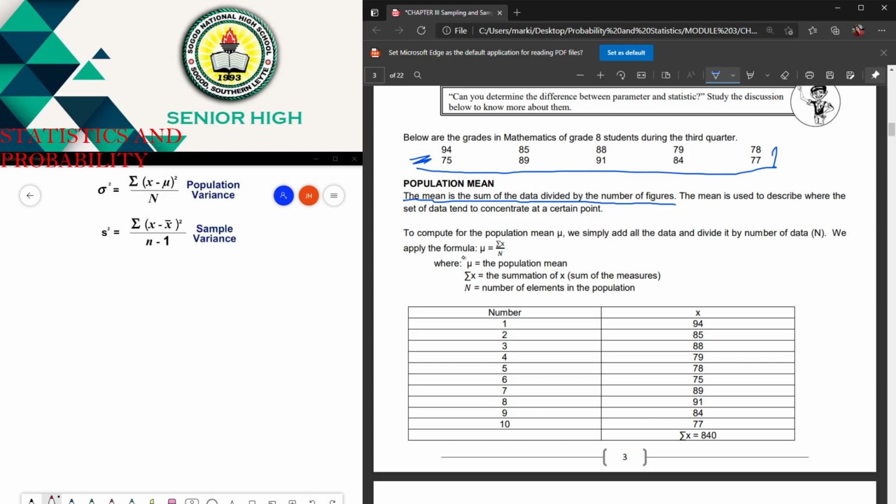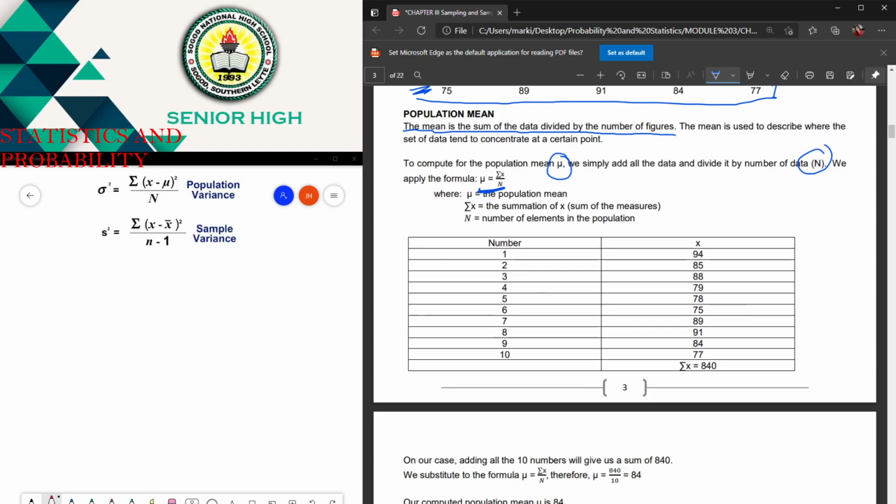To compute the population mean, this is the mu, the symbol. We simply add all the data and divide by the capital letter N. Remember this, because in the sample mean we also have an n, but it is a small n. So for the big N, we apply the formula to get the mean. The population mean, mu, is the summation of X, the sum of the measures, over the number of elements in the population, or the number of figures. Do not be confused. The number of figures and the number of elements are the same in this module.